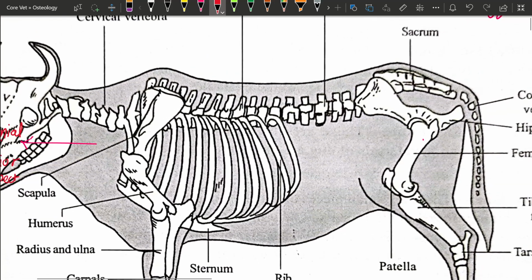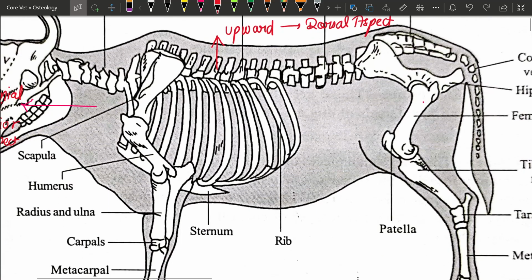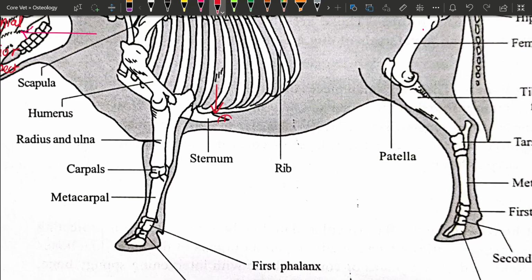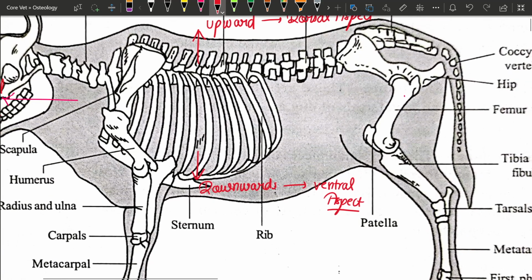The aspect which is facing upward is known as the dorsal aspect. The aspect which is facing downwards is the ventral aspect. And the aspect which is facing backward, towards the pelvic side, is the caudal or the posterior aspect. These aspects you must be clear with.